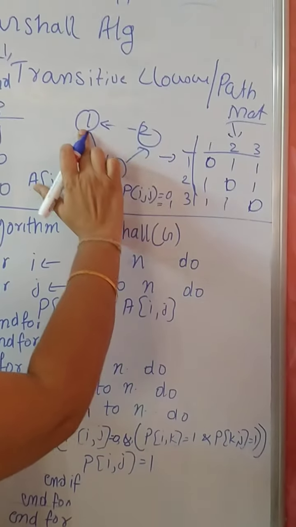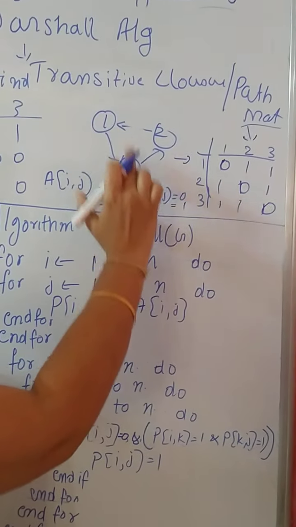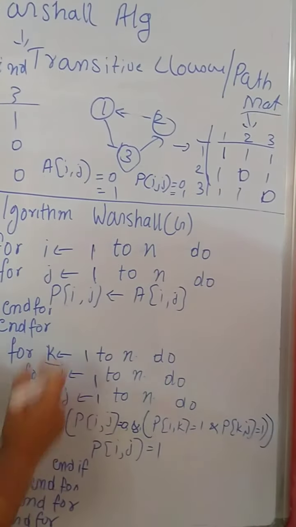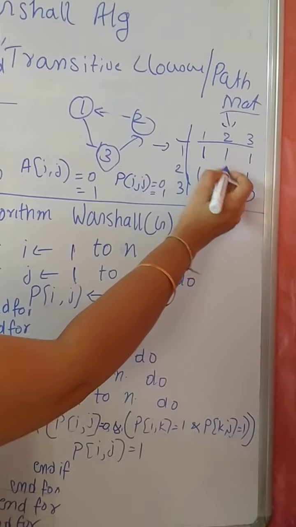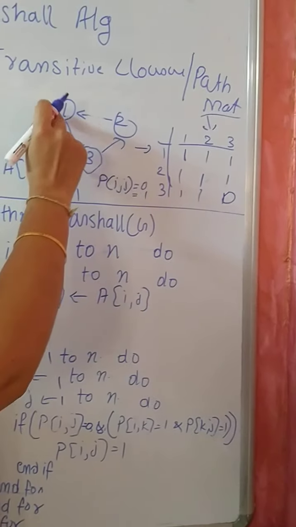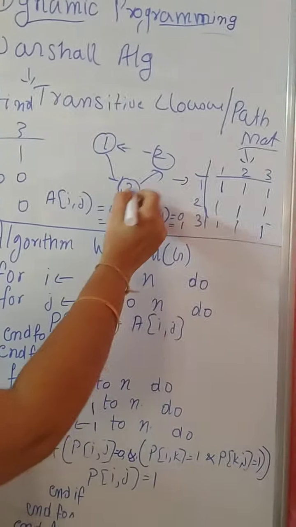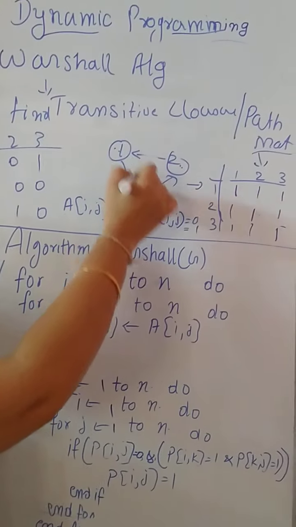Why? Because there is a path from 1 to 3, 3 to 2, 2 to 1. So diagonal elements will also become 1 when I apply this particular algorithm. Again 2 to 2: 2 to 1, 1 to 3, 3 to 2, I can come back. Same thing for this also: 3 to 2, 2 to 1 and 1 to 3.